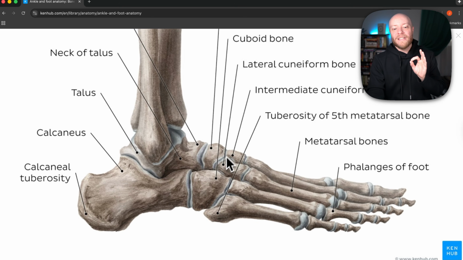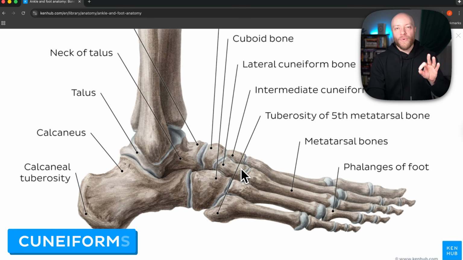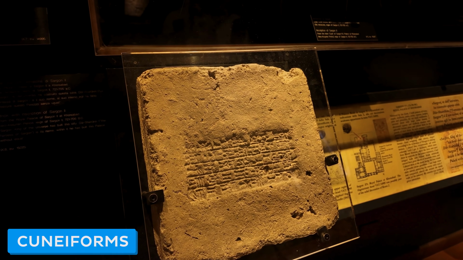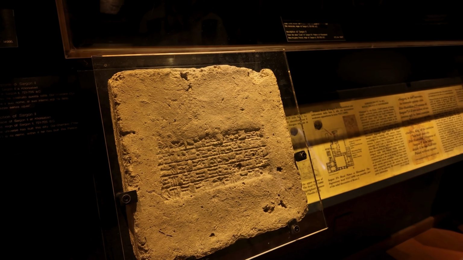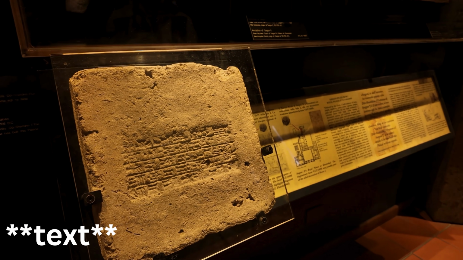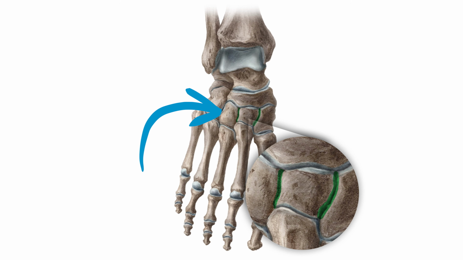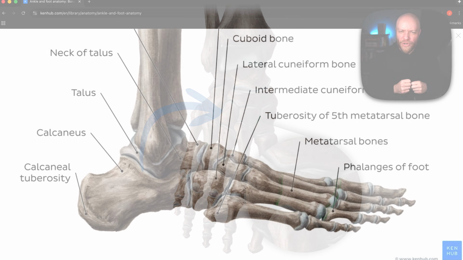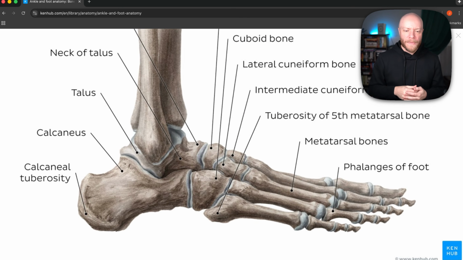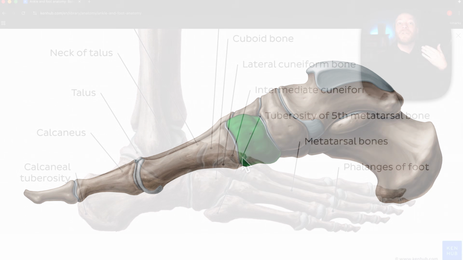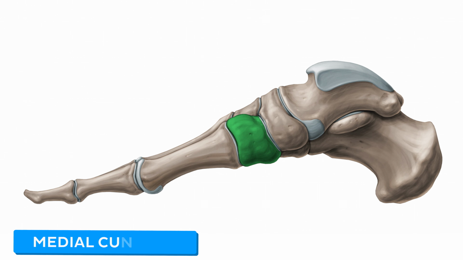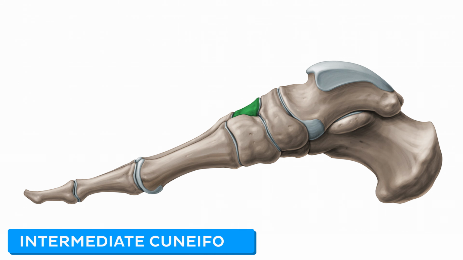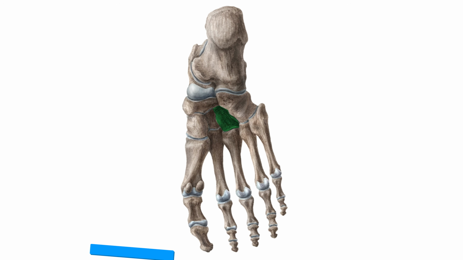And then we can see two of the three cuneiforms. So the cuneiforms, these are named after an ancient language. It's a wedge-shaped language. Someone looked at these three bones and was like, these are almost like rectangular shaped. We're going to call these the cuneiforms. Now we can see two of them. There's a third one on the medial side, which is going to be called the medial cuneiform. This one right here is the intermediate cuneiform, and then we have the lateral cuneiform.